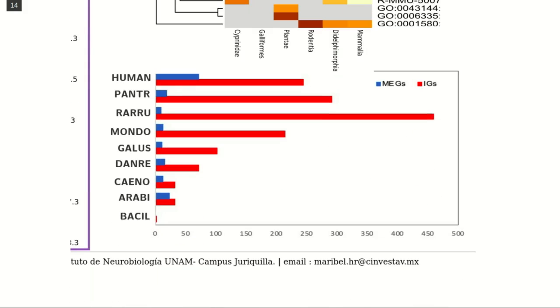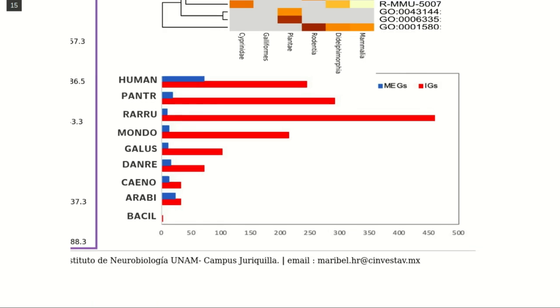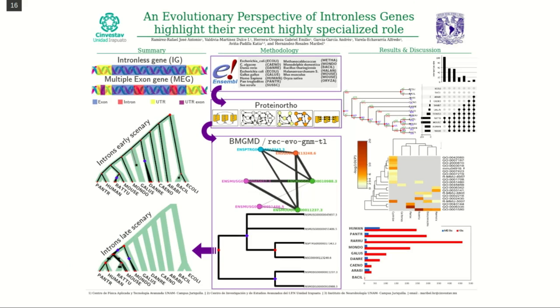The bar chart shows how the intronless genes' orthologs are classified. Note that in all species most of them are also intronless genes, and the proportion of multiple exon genes decreases for species closer to mouse. These results seem to indicate that intronless genes are more recent and specialized than multiple exon genes.